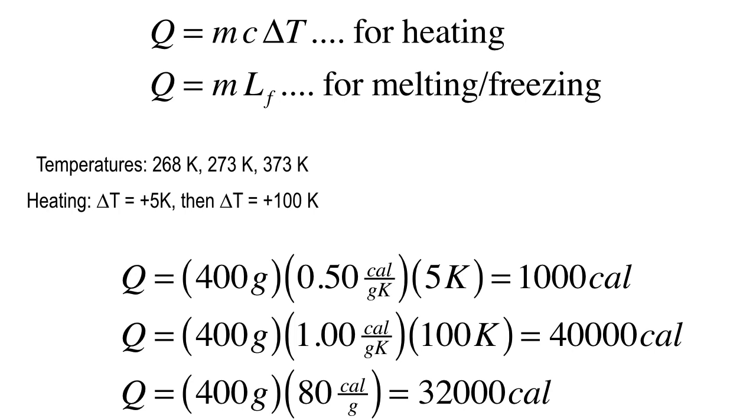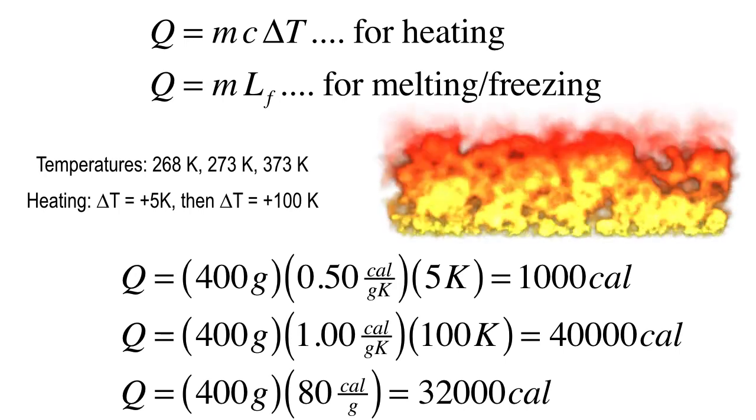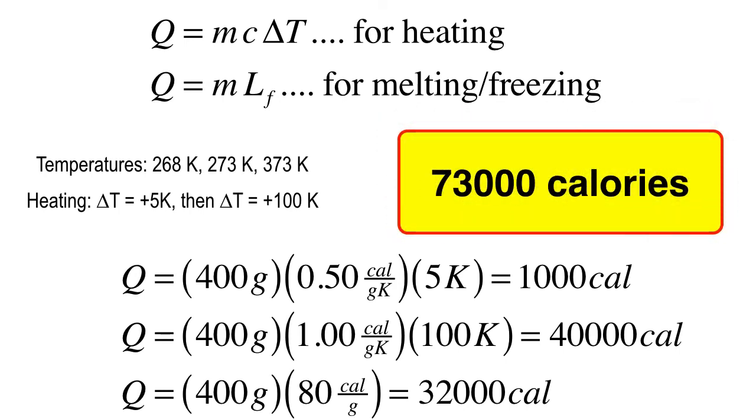Winfield. So, how did I get the 73,000? Yeah. I add up all three of the Q's. 1,000 plus 40,000 is 41,000, plus 32,000, 73. All right, so that's the total.